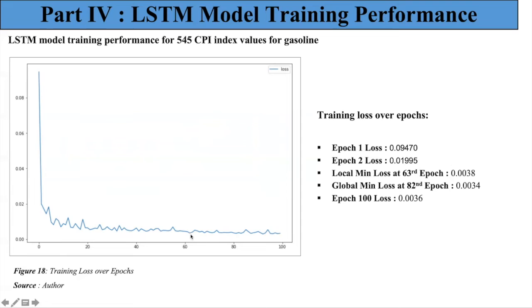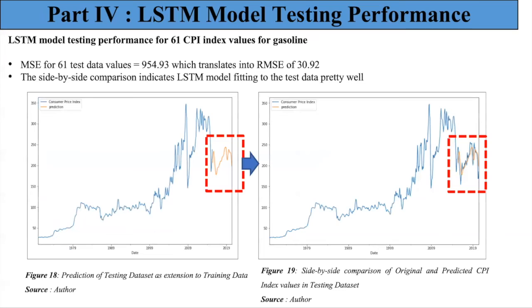The minimum loss at the 63rd epoch is not that much different from the 100th epoch. So basically, it looks like we have overtrained the model. If we could have stopped at the 63rd itself, and we will clearly see that this could impact the overfitting of the model.